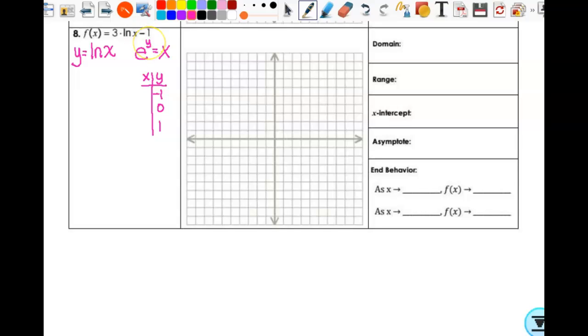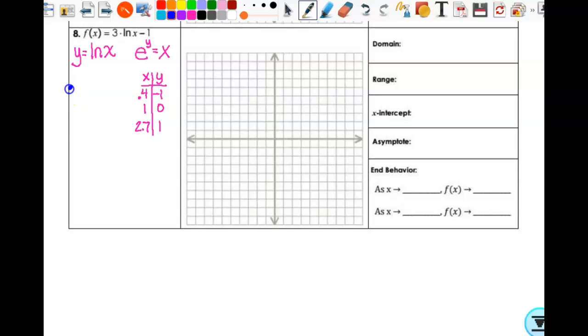So e to the -1 power is about what? 0.4. E to the 0 is 1. E to the first is about 2.7. Okay, easy enough? All right, so those are my anchor points. The first thing I want to graph, though, is, well, actually, I take that back. I'm getting ahead of myself. We need to figure out our transformations.